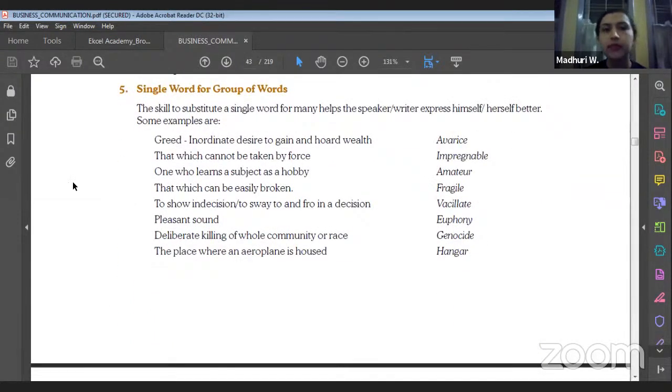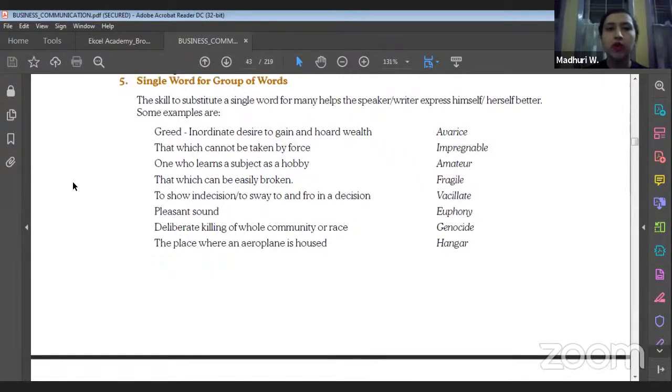The next aspect is a single word for groups of words. It's basically a one word substitution. Again, this will depend on how good your English vocabulary is. This comes with practice, with constant reading and the zeal to learn more. If you have to replace this entire sentence, right? Greed, which is the inordinate desire to gain and hoard wealth, one word that could substitute for it would be avarice. That means greed.